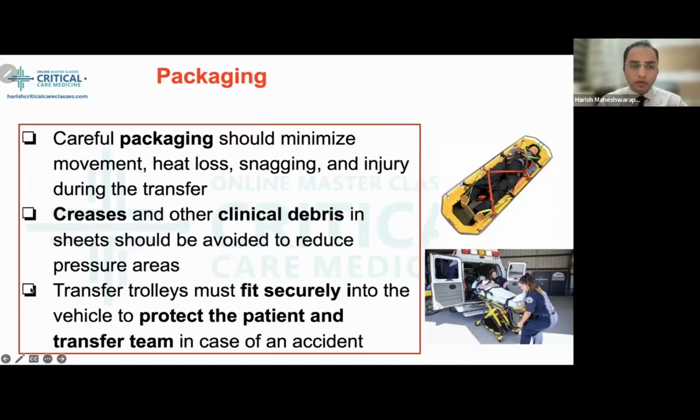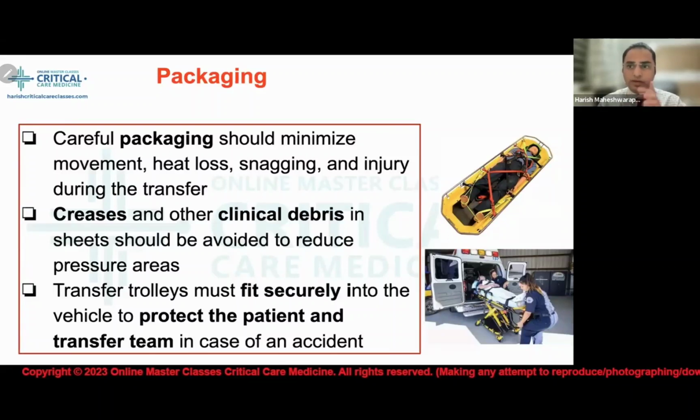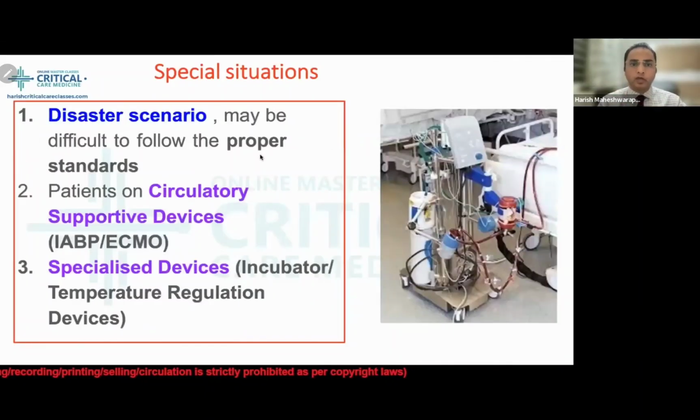Transfer trolleys must fit securely into the vehicle to protect the patient and transfer team in case of an accident. That we need to remember. In an untoward incident, the patient should not move too much, so you need to fix him properly. In particular special situations, like a disaster scenario, it may be difficult to follow the proper standard, because it is an emergent procedure, so we might not be able to maintain a proper standard.